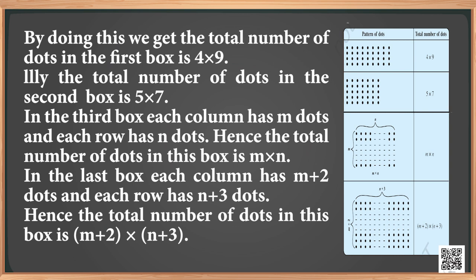Similarly, the total number of dots in the second box is 5 into 7. In the third box, each column has m dots and each row has n dots. Hence, the total number of dots in this box is m into n. In the last box, each column has m plus 2 dots and each row has n plus 3 dots. Hence, the total number of dots in this box is m plus 2 times n plus 3. Can you think of similar situations in which two algebraic expressions are to be multiplied?